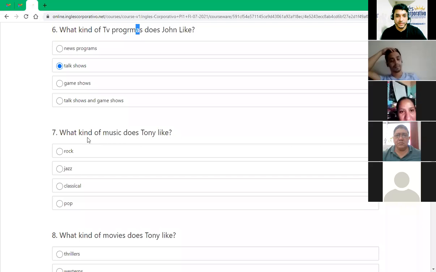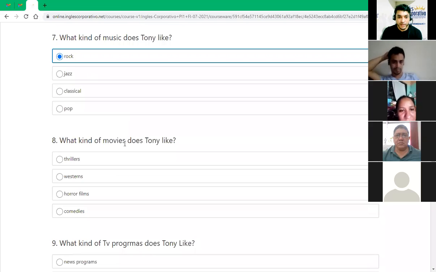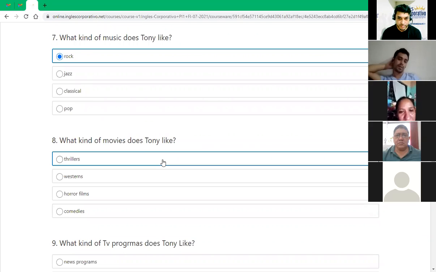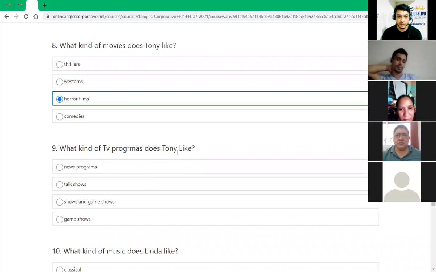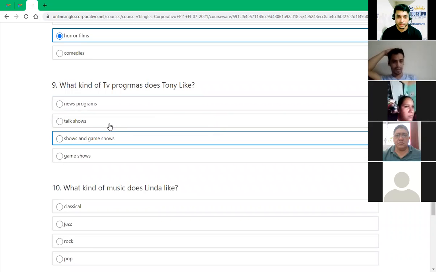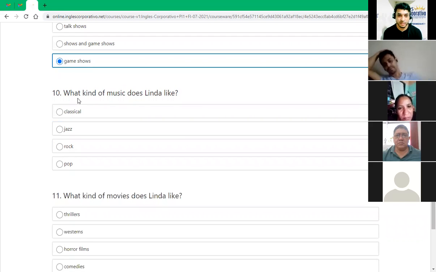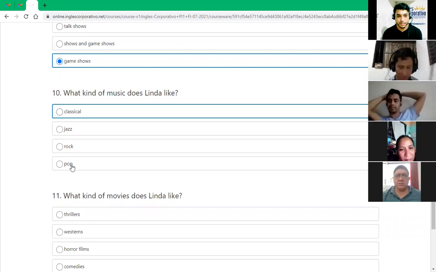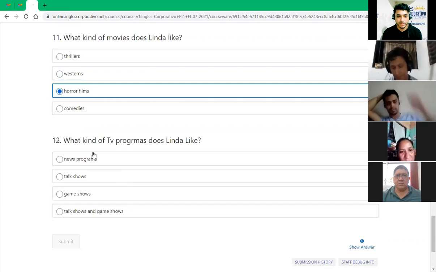And what kind of music does Tony like? Rock music. What kind of movies does Tony like? Horror films. What kind of TV programs does Tony like? Game shows. And what kind of music does Linda like? Pop. She doesn't like jazz. What kind of movies does Linda like? Horror films as well. And what kind of TV programs does Linda like?